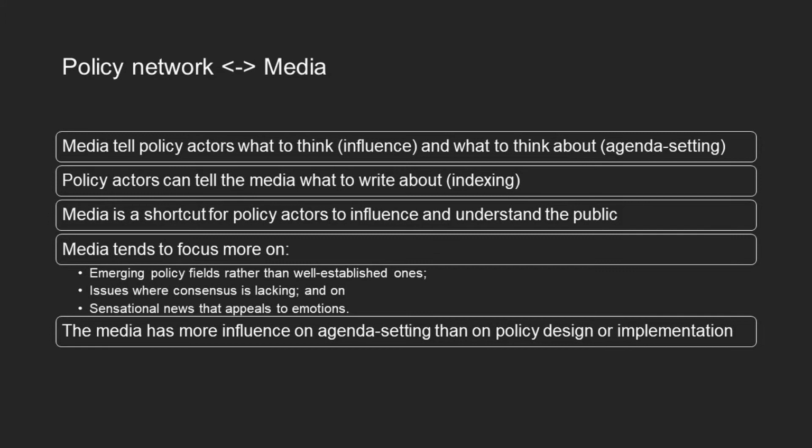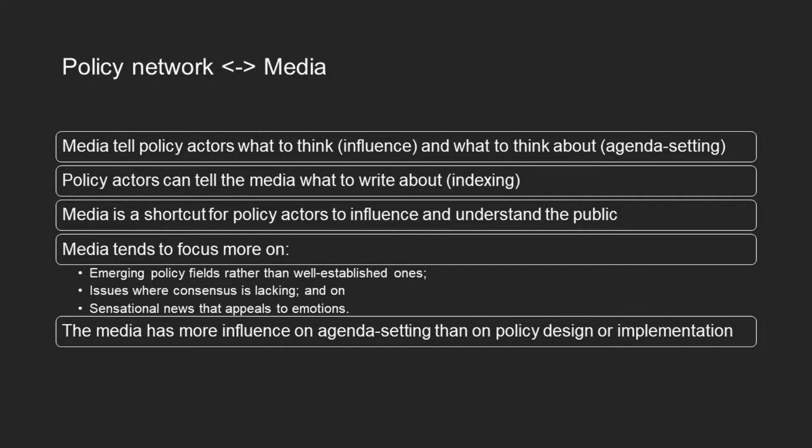And then media is also a shortcut for policy actors to know what the public thinks, because the media is the interface between high-level politicians and the public. The media will trigger responses by the public, which will then feed back into what politicians think about the public. Or the media might conduct polls and surveys that can tell politicians what the public says.